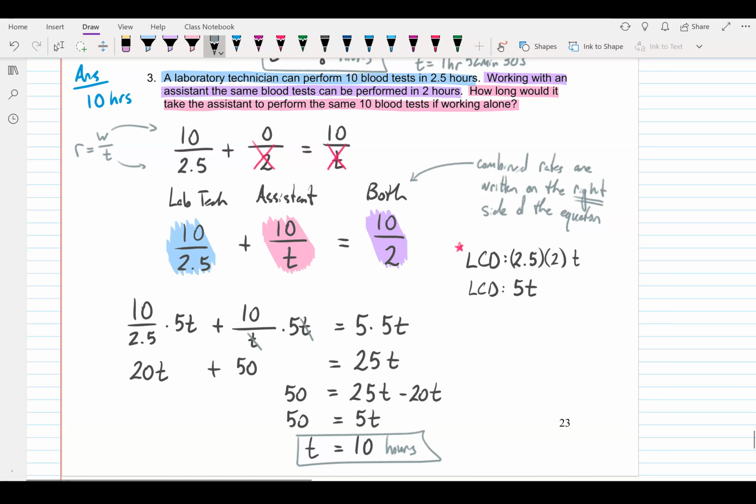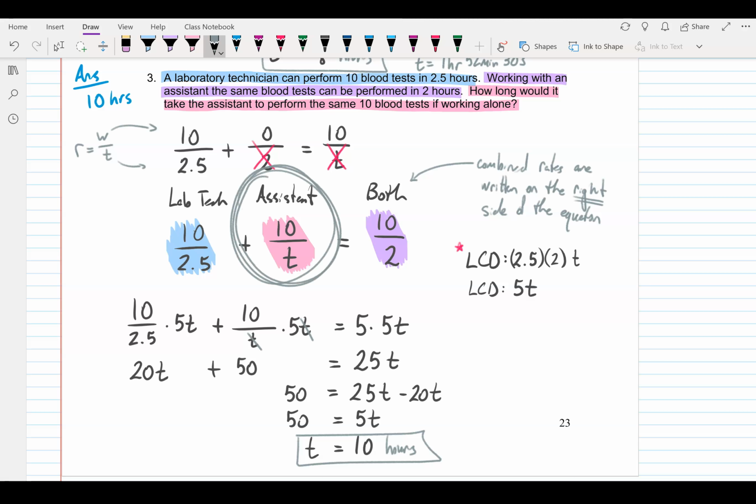Lab tech can perform it in 2.5 with an assistant. Wait a second. Yeah, okay. So this is the tricky part. I almost confused myself. Working with an assistant, the same blood test can be performed in 2 hours, but the problem is we didn't know how long it takes the assistant to perform the blood tests. So let's look back at the equation and see if it makes sense. The lab tech can do it in 2.5 hours. If they work together, they can do it in 2 hours. How quick is the assistant?